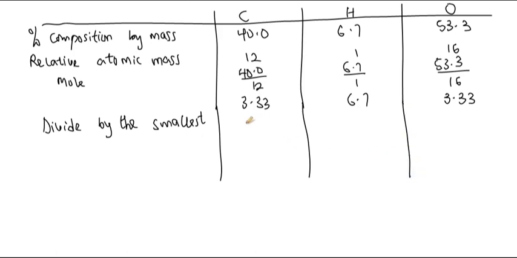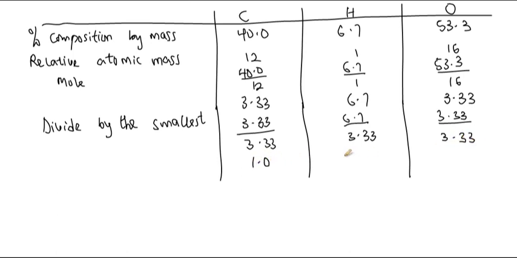The smallest here is 3.33, so I have 3.33 divided by 3.33, 6.7 divided by 3.33, 3.33 divided by 3.33. Here for carbon I have 1.0, for hydrogen I have 2.0, and for oxygen I have 1.0. Now this can then be taken to be the simplest ratio in which they combine.